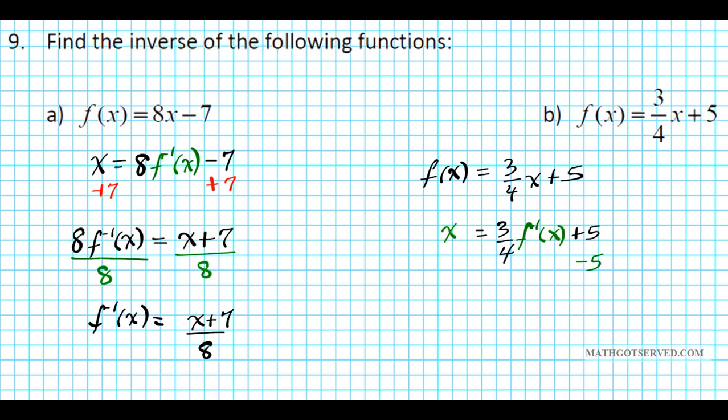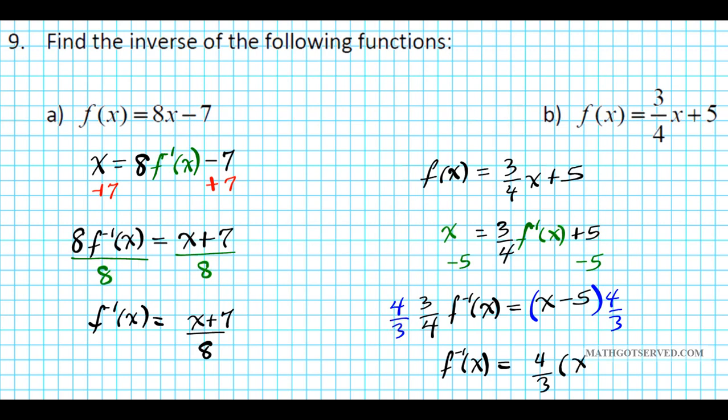Step 1, subtract 5 from both sides, and then we'll have 3/4 f inverse of x equals x minus 5. And then to finish this off, we'll simply multiply both sides by the reciprocal of 3 over 4, which is 4/3. And then we are left with our final result, f inverse of x equals 4/3 times x minus 5. Or we could distribute the 4 to the numerator to get 4 times x minus 5 over 3, but this answer is equally acceptable.